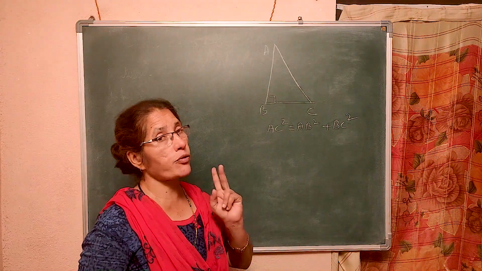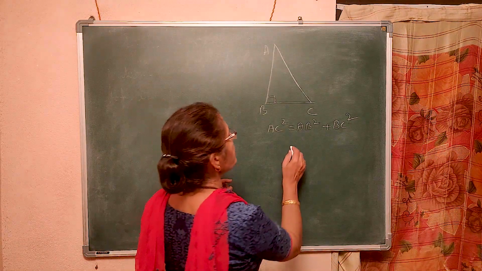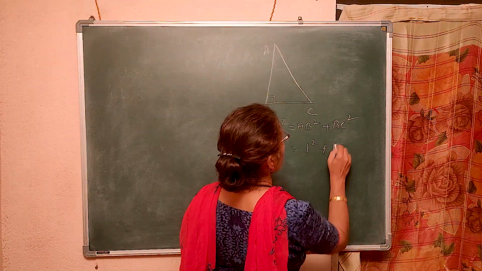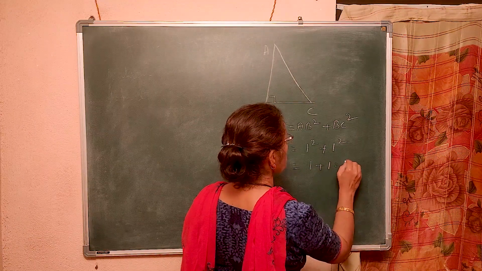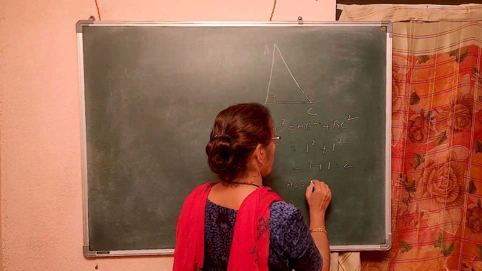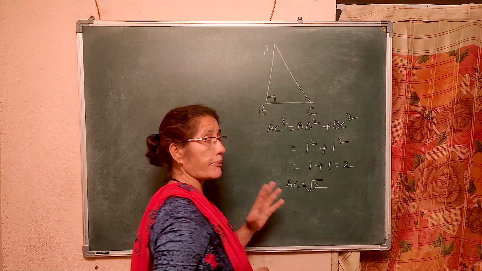How can I get AC square as 2? If I do 1 square plus 1 square. What is 1 square plus 1 square? 1 plus 1, how much? 2. So, AC is equal to square root of 2. That is the logic I am using.